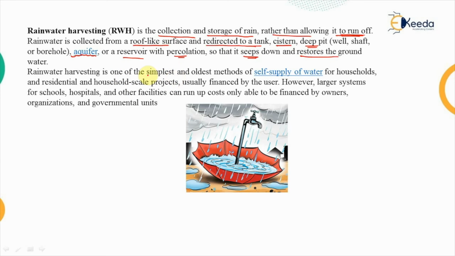This is one of the simplest and oldest methods of self-supply of water for household and residential scale projects. These projects are usually financed by the user itself. But for larger systems, for example for schools, hospitals, and other facilities, the cost is borne by the owners, the organization, or government units. So in total, if we look at all of the methods, what we are trying to conserve is the water which we are getting naturally, and that water will only be used when the demand rises.